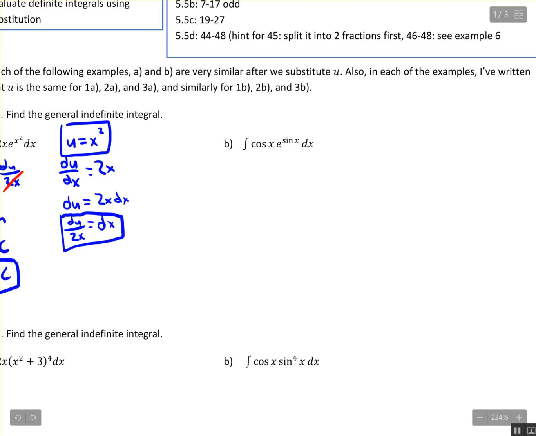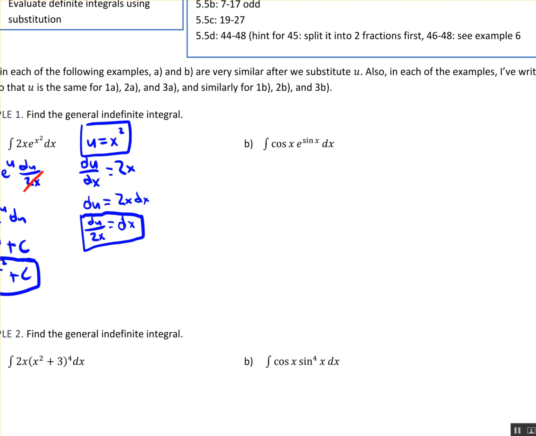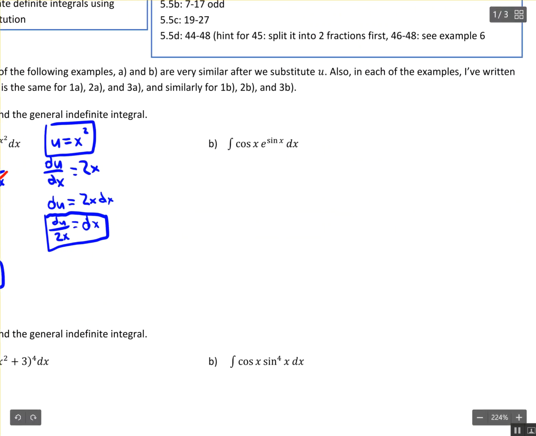Again, these look very different as far as what we have here, but by the end, I want you to see how similar these problems are. So again, I've got something times e to the something dx. One of the things to look for when I'm making my choice for u is I want the derivative of u to appear somewhere else. So I'm looking for something and its derivative that appears somewhere else.